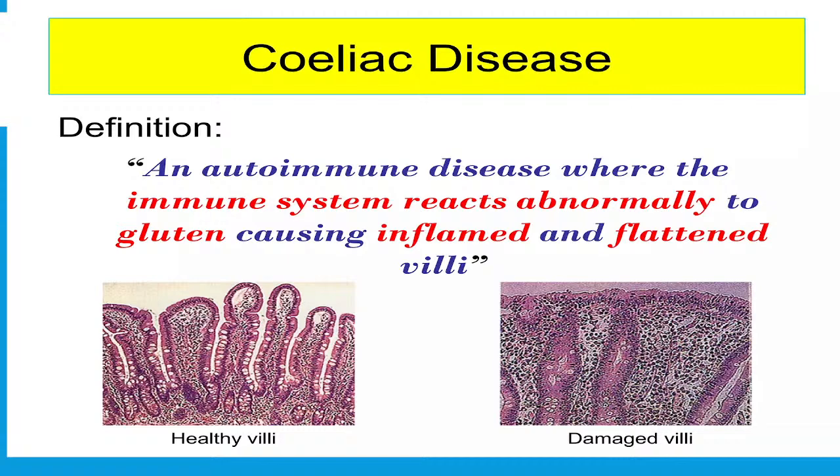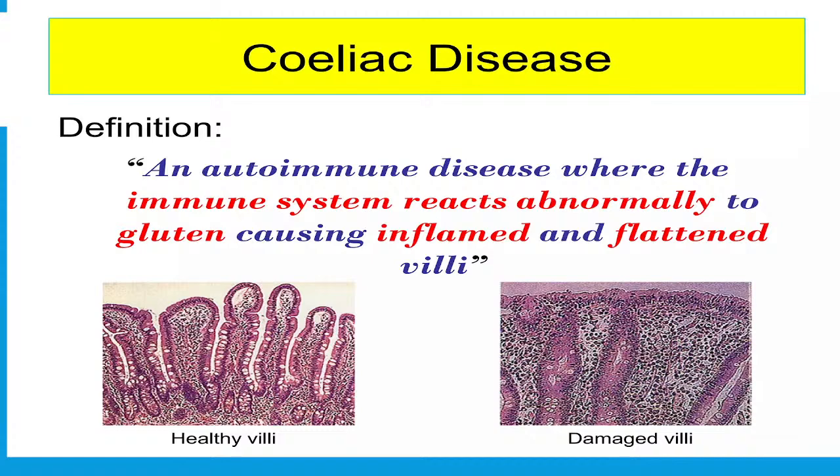Then causes can be divided according to the site where the malabsorption is occurring. Then celiac disease. It is an autoimmune disease where the immune system reacts abnormally to the gluten, causing inflamed and flattened villi. Although the exact pathophysiology is still debatable, it is considered to be an autoimmune disease.